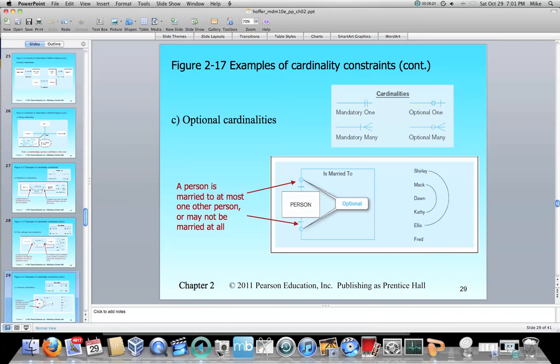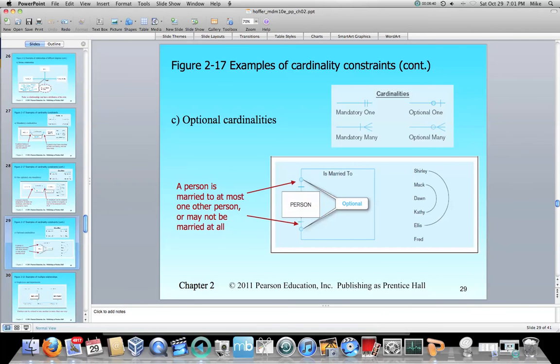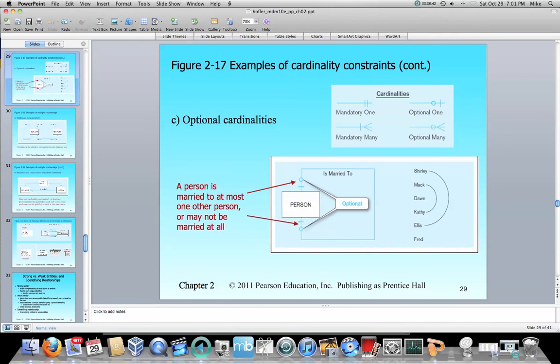Then we have optional cardinalities. So we have people, right? So we have a person, and that person in this unary relationship can be married to another person, but doesn't have to be. But if they are, they're only married to one person. That's obviously not a universal rule, but that's the rule here.